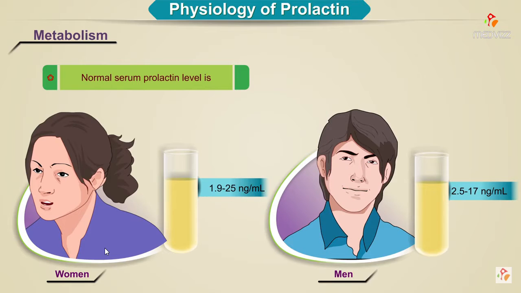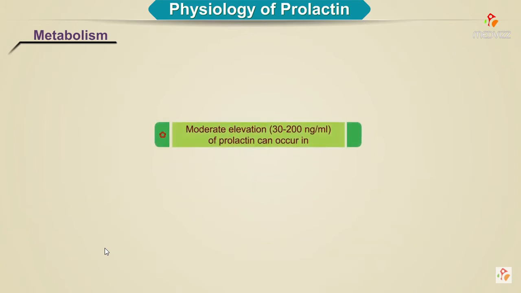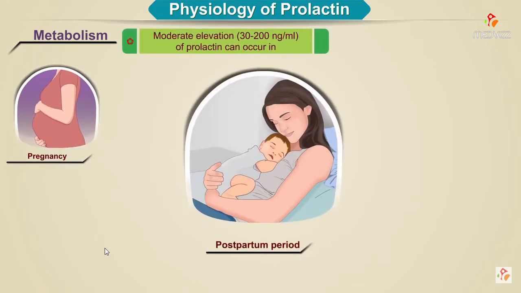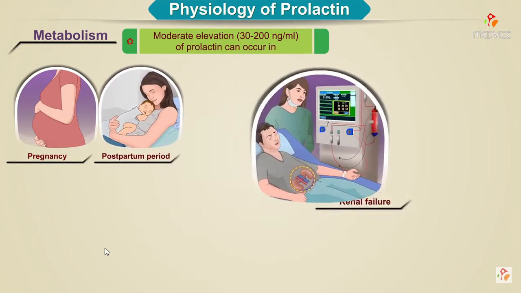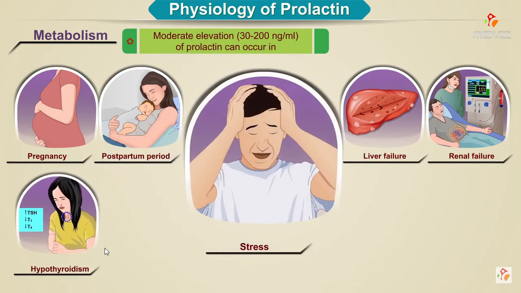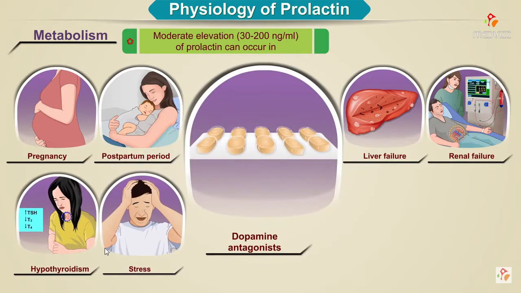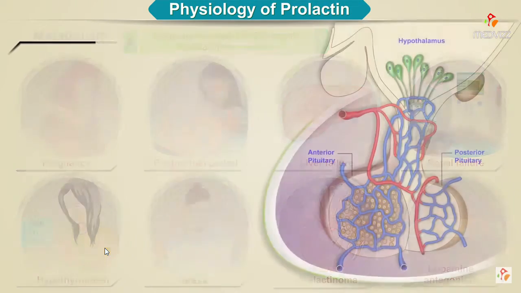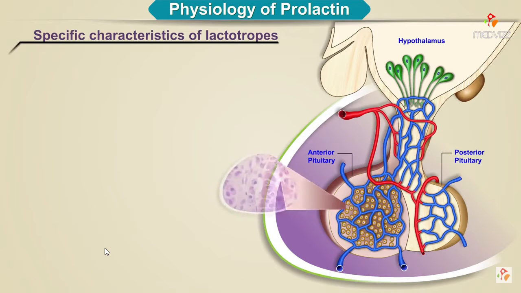Normal serum prolactin level is about 1.9 to 25 nanograms per milliliter among women and 2.5 to 17 nanograms per milliliter among men. Moderate elevation of prolactin can occur during pregnancy, in the postpartum period, in patients with renal failure, liver failure, hypothyroidism, in certain conditions like stress, or with the use of certain drugs like dopamine antagonists, and in prolactinomas.